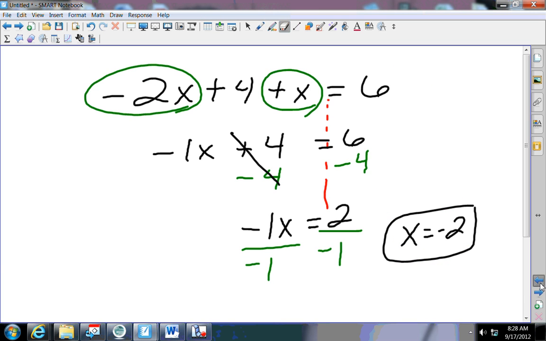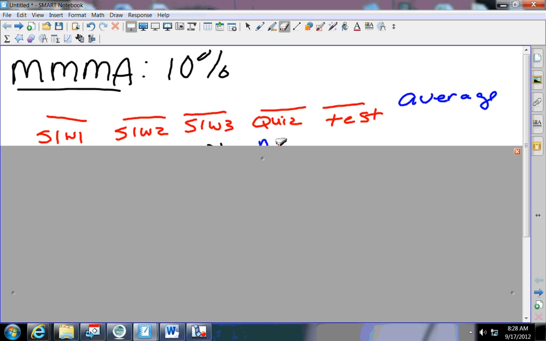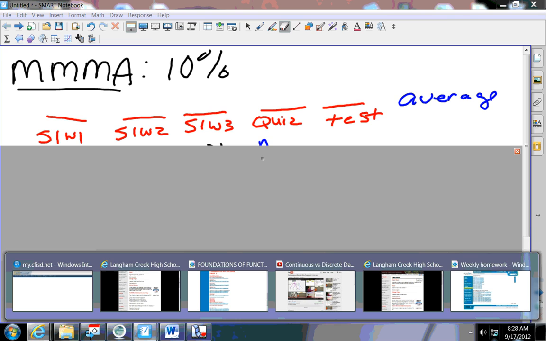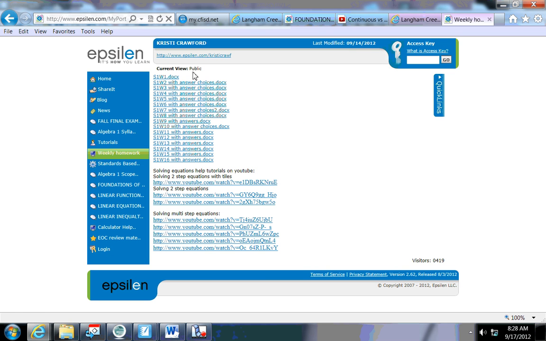So with this grade, again, you would have gotten grades and I would have averaged them together. That's 10% of your grade. If you have messed up on the previous week's solving equations, you may go through by pulling them off of this web page and redoing them by showing me the steps.